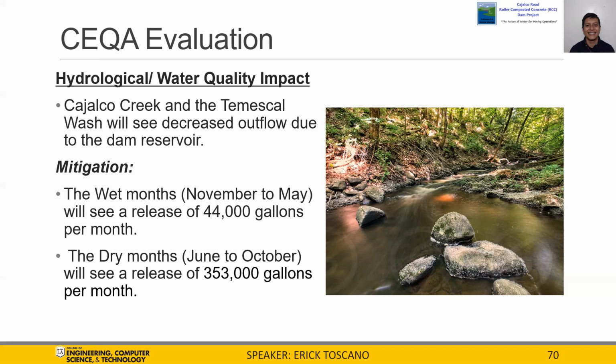The source of this water will actually be transported through the outtake pipe and the intake structure. During the wet months, November to May, approximately 44,000 gallons per month will be released. During the dry months, June to October, approximately 353,000 gallons of water will be released per month. The goal is to maintain a similar flow and maintain a healthy watershed.